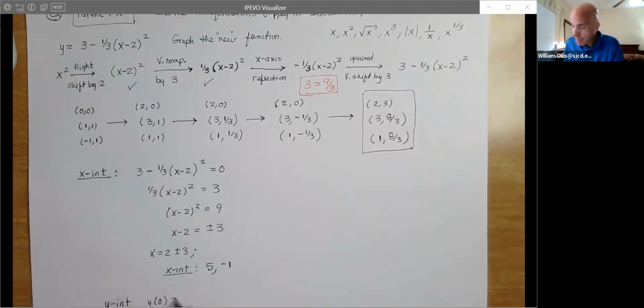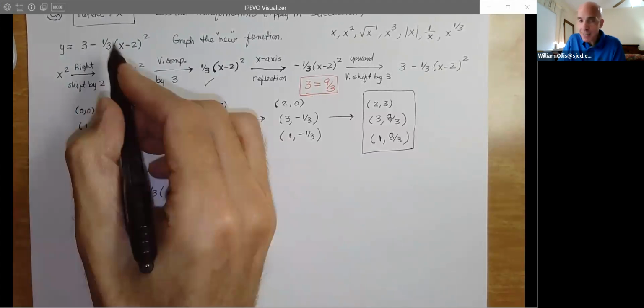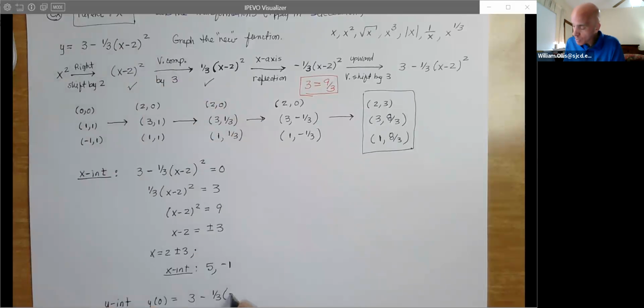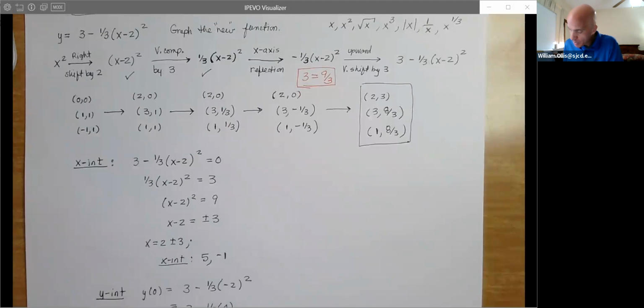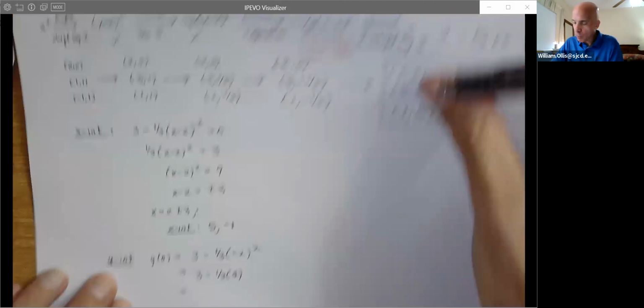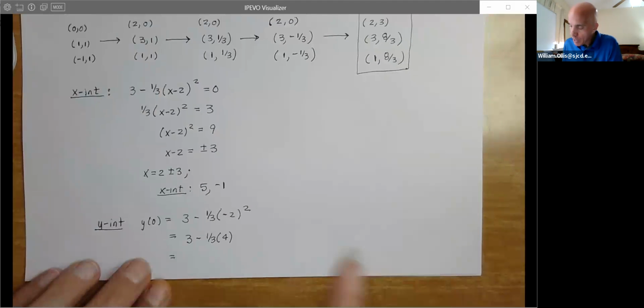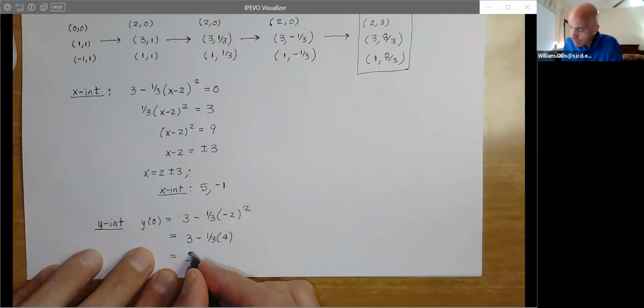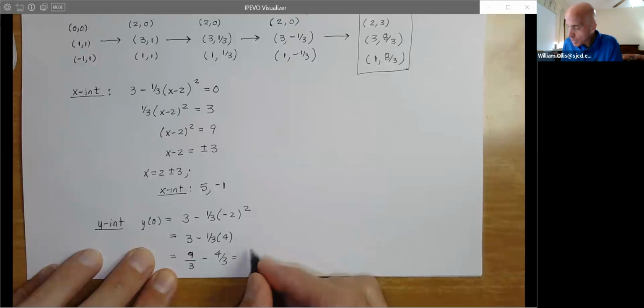So y of 0 will be 3 minus 1/3, and let's replace x with 0, so that just gives us a negative 2 squared. So we get 3 minus 1/3 times a 4. Let's go ahead and write this with a denominator of 3. So now we have 9/3 minus 4/3, which gives us 5/3.